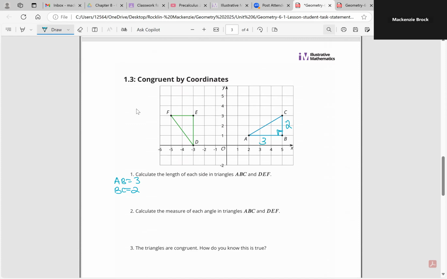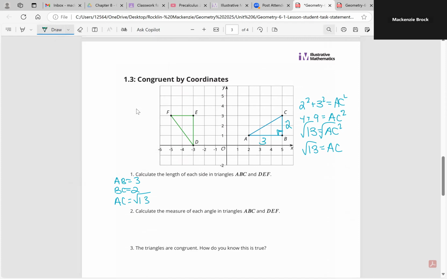To get AC, I would need to use the Pythagorean theorem. So 2 squared plus 3 squared is going to equal AC squared. That's 4 plus 9 equals AC squared, so that's 13. Take the square root, and you get the square root of 13 equals AC. I'm just going to leave it like that because that's the most accurate. So AC is equal to the square root of 13.